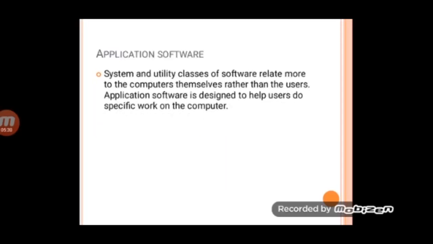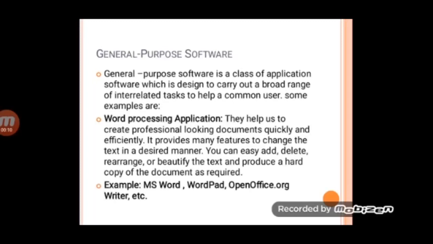Now the next topic is application software. The system and the utility classes of the software relate more to the computer themselves rather than the user. Application software is designed to help users do specific work on the computer. General purpose software. A general purpose software is a class of application software which is designed to carry out a broad range of interrelated tasks to help a common user.